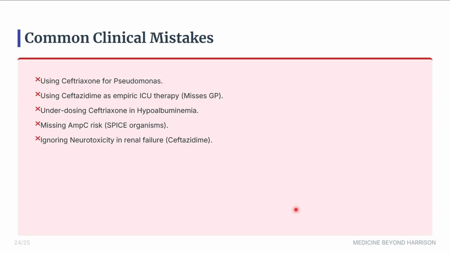Common clinical mistakes are using ceftriaxone for Pseudomonas and using ceftazidime as empiric and ICU therapy, because it misses the major gram-positive organisms. Others are underdosing ceftriaxone in hypoalbuminemia, missing AmpC risk organisms, that is SPICE organisms, and ignoring neurotoxicity in renal failure patients treated with ceftazidime. All these are major blunders that you must remember. You should avoid all these things as a physician. So together we'll create better physicians among ourselves.